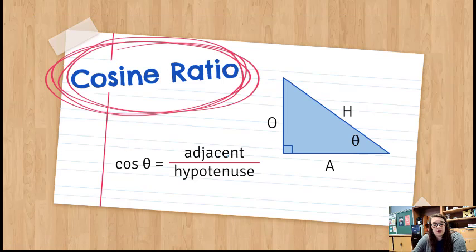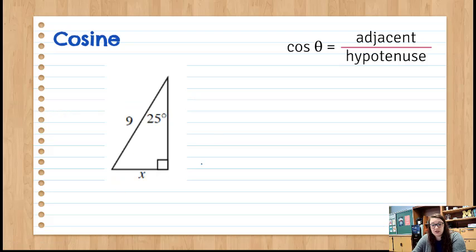Let's try another with cosine. So cosine's the last one. It's written long way as cosine, like this, C-O-S-I-N-E, and you write it here as C-O-S. Do not say cos, though. It's cosine. Don't say cos. So this one is adjacent over hypotenuse. Same idea, different fraction. So let's do one of these ones.